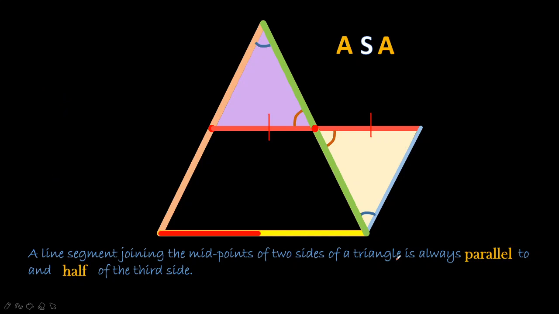You take any two sides of a triangle, take the midpoints and join them. You will see that the line segment joining the midpoints is always parallel and half of the third side. Okay, so this is a thing that is true for triangles. So that's all for this chapter.